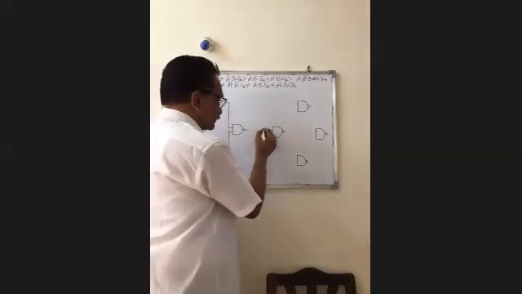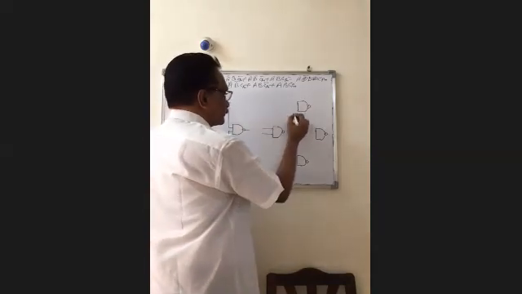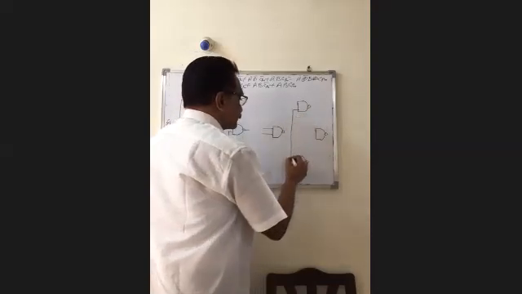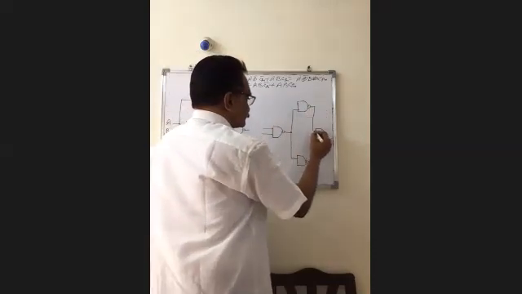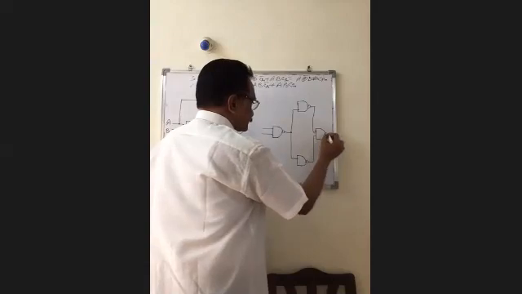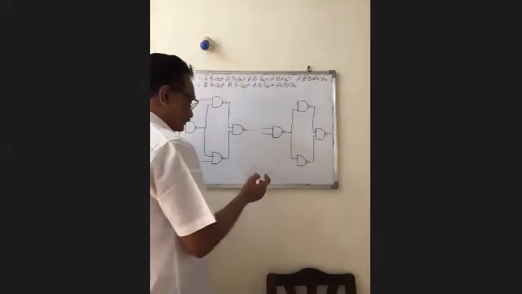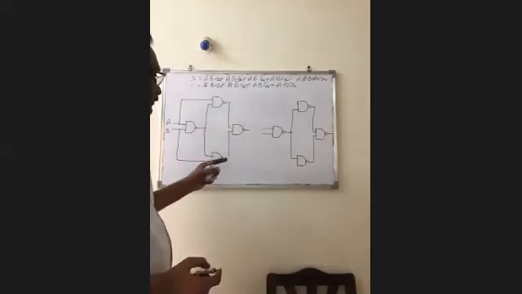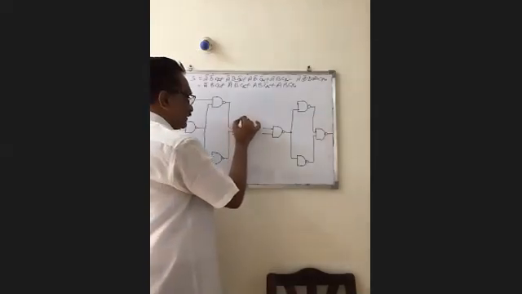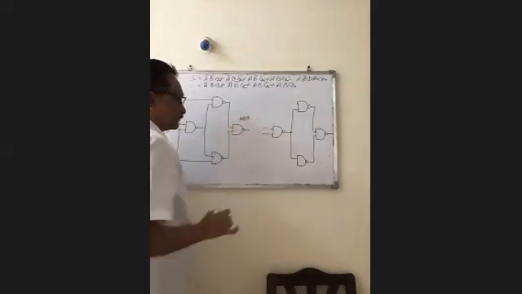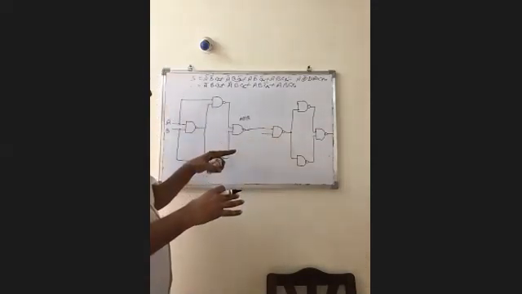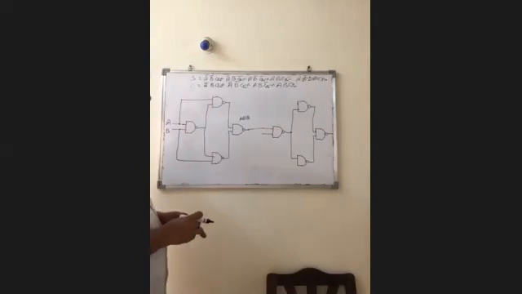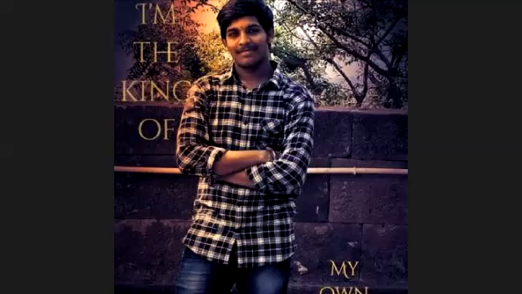Similarly, what is the output of the first exclusive OR gate? A exclusive OR B. For the second exclusive OR gate, what are the inputs? A XOR B and C in. This is the C in.